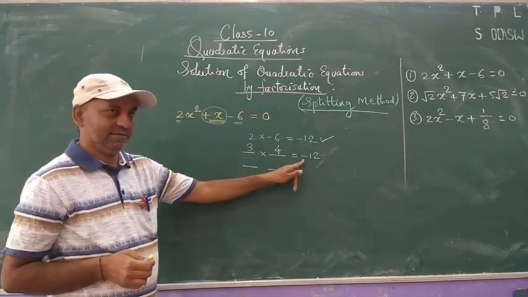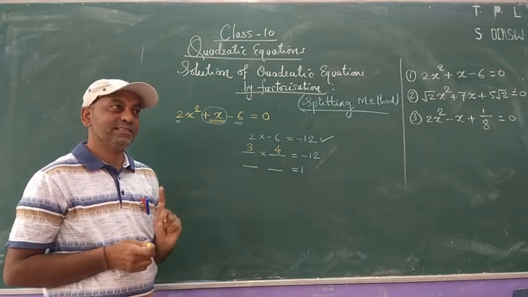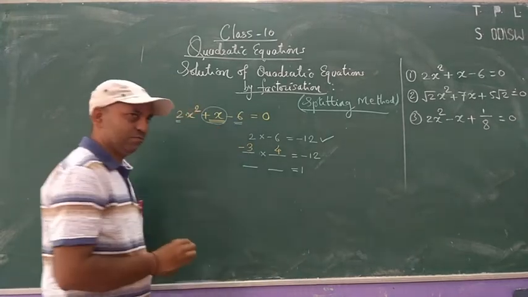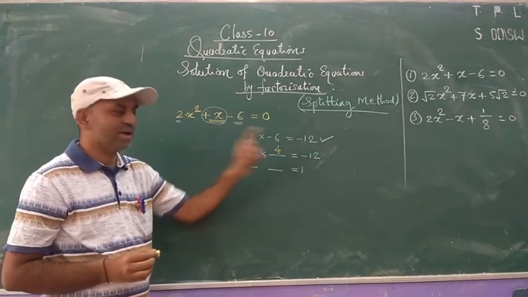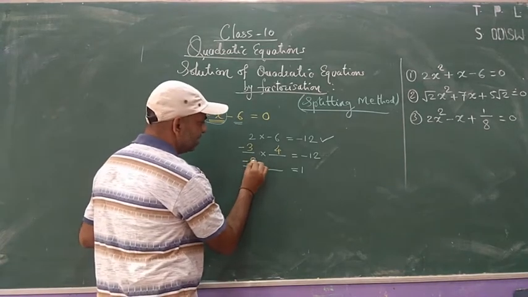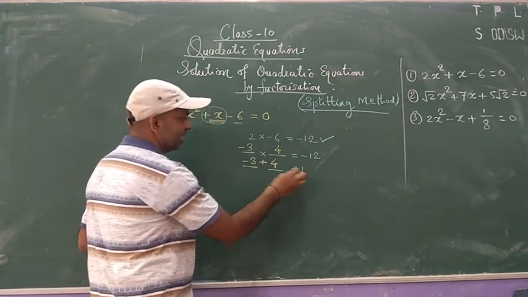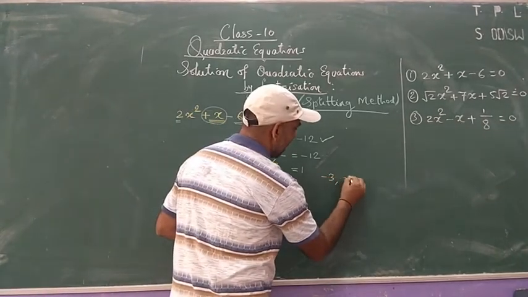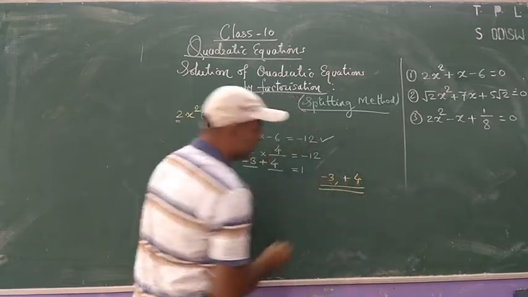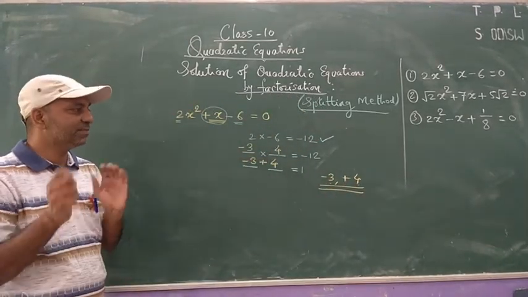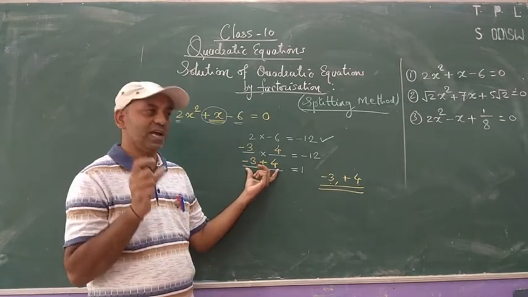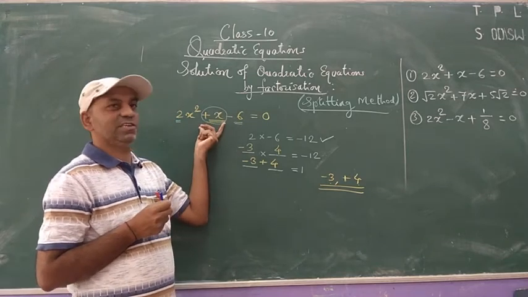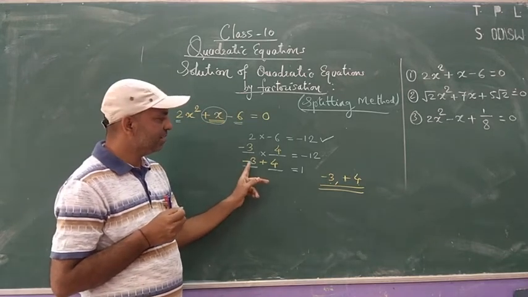But here minus sign. 3 into 4 is 12, but here minus sign. So I put the minus sign with 3, so -3 into 4 that is -12, and -3 plus 4 that is 1. So these two numbers are -3 and +4. These two numbers are very important. So first we have to choose these two numbers. If we get these numbers, it is very easy to factorize this equation. Okay, so we got the numbers -3 and 4.